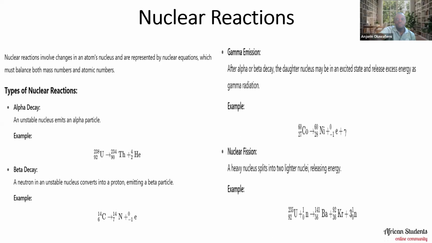Okay. So the next one is gamma emission. For gamma emission, after alpha or beta decay, the daughter nucleus may be in an excited state and release excess energy.